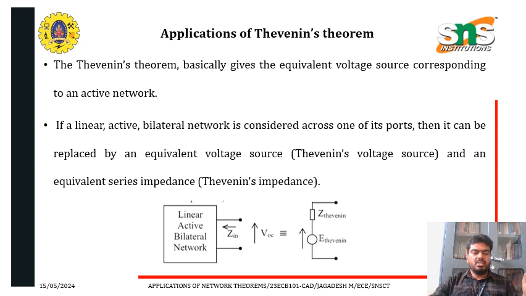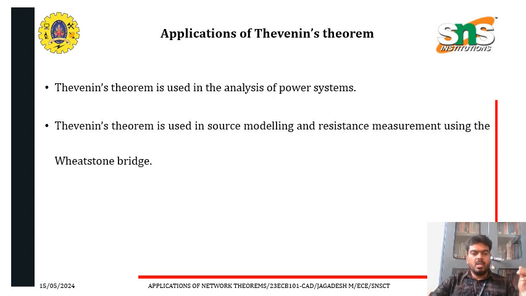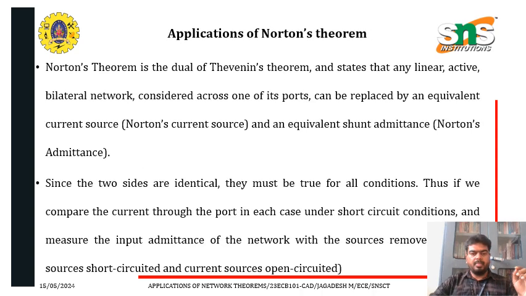You can see on the left side of the image a linear active bilateral network. When you use the Thevenin theorem on this complex network, it can be simplified like this. This is a simplified version of the complex network, which has only one voltage source, the Thevenin voltage, and a Thevenin resistance. Thevenin theorem is used to analyze power systems, for source modeling, and for resistance measurement using the Wheatstone bridge. These are the applications of the Thevenin theorem.